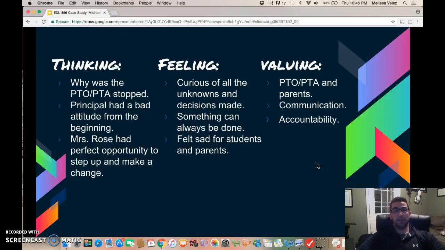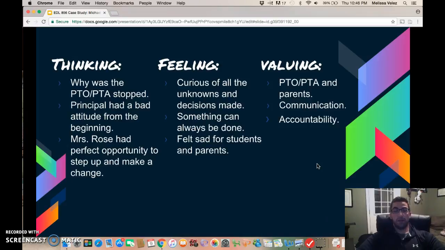Something can always be done. That's another feeling I always have when these situations arise, that there is always something that can be done. It's just those who choose to do something. Then I also felt sad for the students and for the parents. The parents are not being welcomed. They're not feeling involved. And therefore, that obviously turns around on the students.